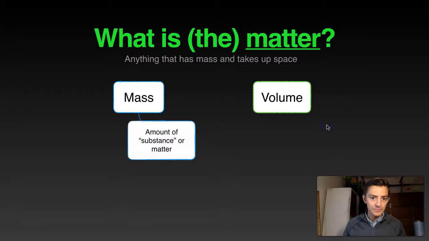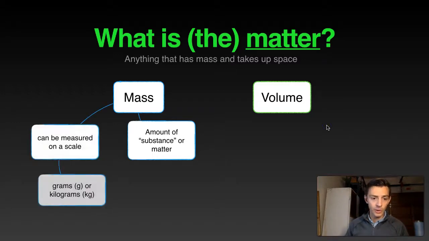What is mass? Mass is the amount of substance or matter that is in something. And we measure this in a particular way. We measure it on a scale, and we measure that using the gram. The gram or the kilogram, which is about 2.24 pounds. So it's rather heavy, but certainly that would also tell you, if there's 1,000 grams in a kilogram, a gram's probably pretty light.